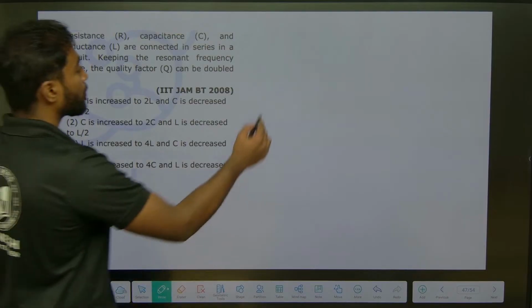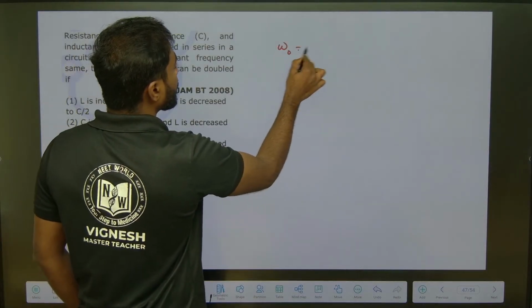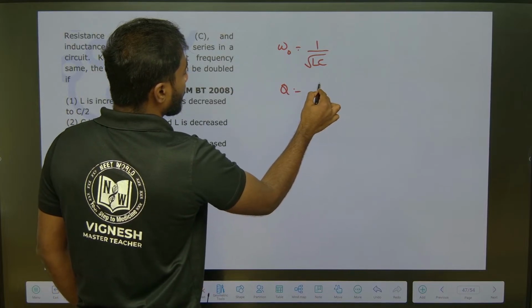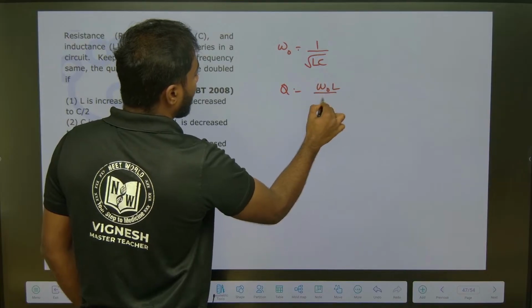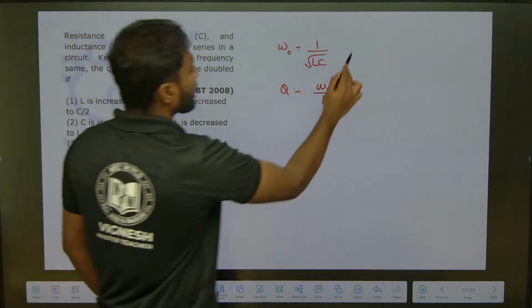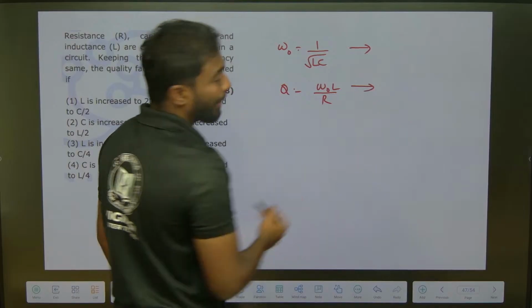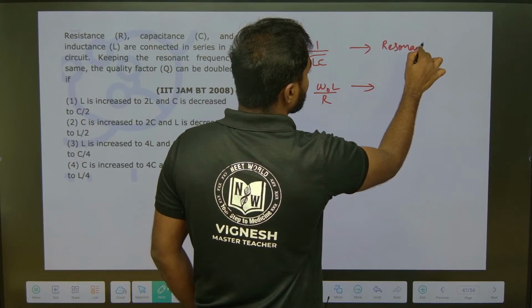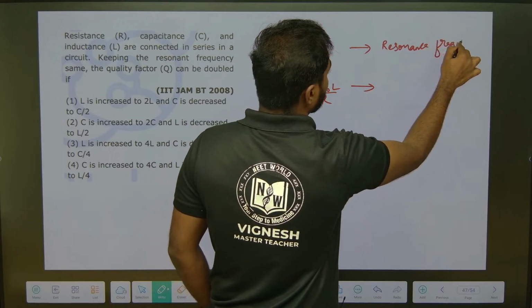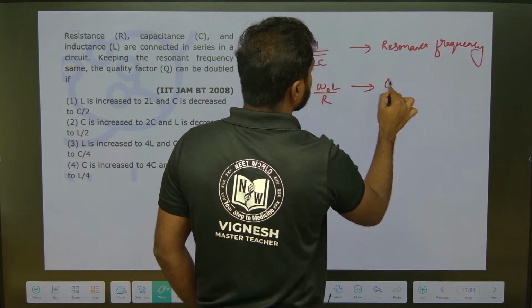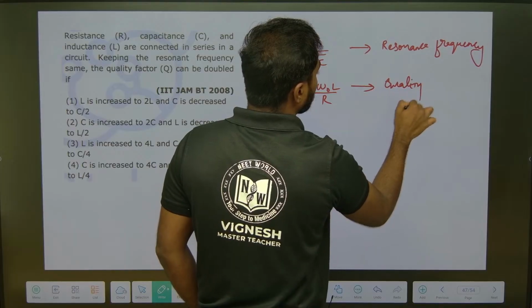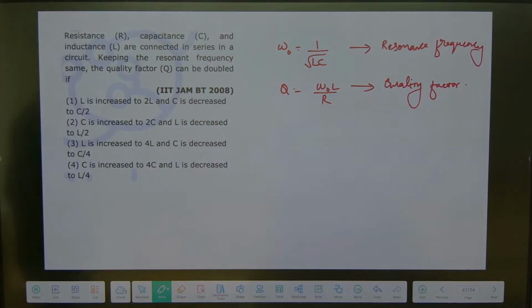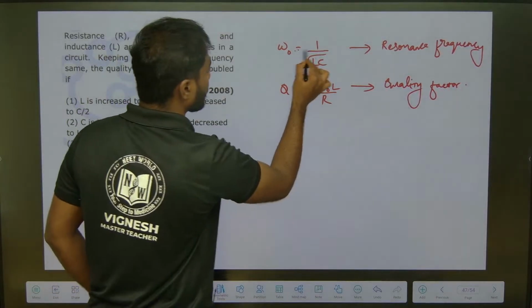I will give you the formula also. Omega naught equals 1 by root over LC, and Q equals omega naught L by R. This is the resonance frequency, and this is the quality factor. So you can use these formulas and get the answer.